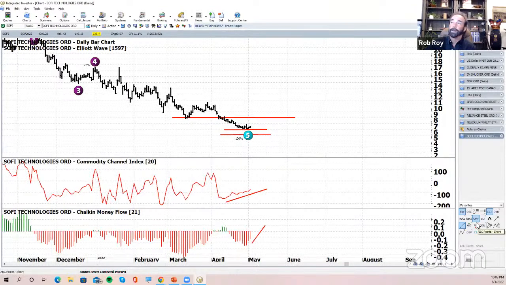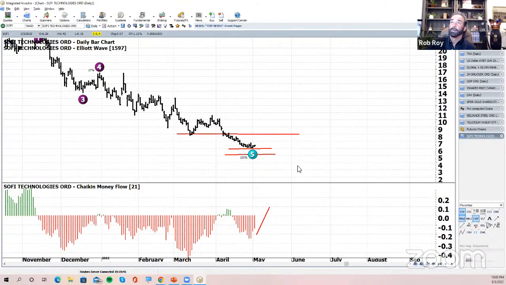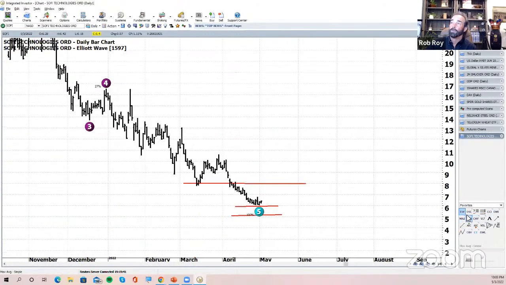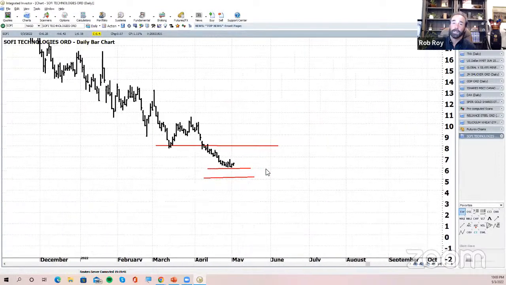So again, it'd be very speculative, but if you want to try something speculative, you could come in at 6 and look for a move to 8 and see what happens at that point. And then if it gets to 8, then reevaluate and see what happens there. As a reminder, though, if it breaks 6, it's going to 5, and it could find some support there.